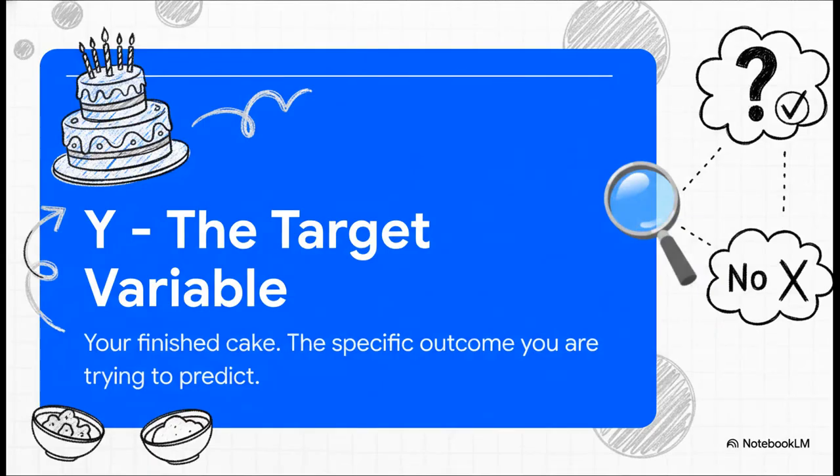And if X represents the ingredients, then Y, well, Y is the finished cake. The Y variable is what we call our target. It's the single specific outcome we're trying to predict. It's the whole reason we're baking in the first place.